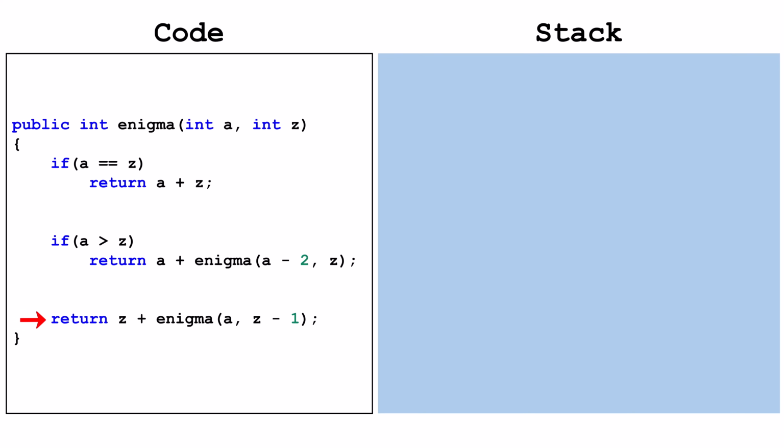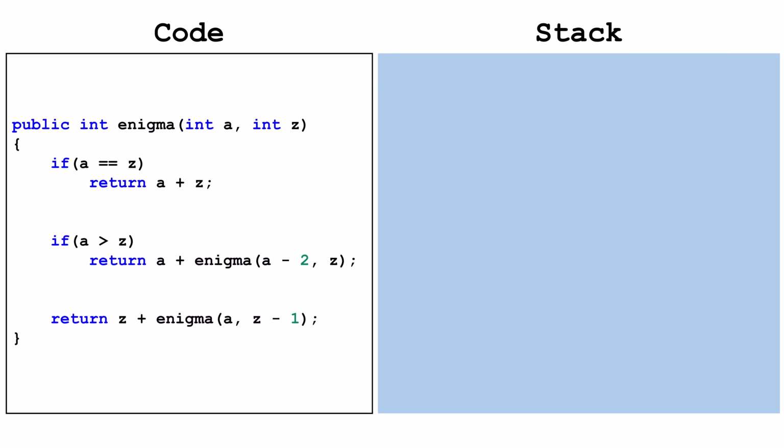Finally, if it makes it down to the last line, it must be that a is less than z. We have an alternate recursive call that returns z plus whatever is returned by a call that passes a and z minus 1. Alternatively, I could have written it this way, and it would behave the same way. I find this second way preferable, but I want you to see the different ways a problem can be written.